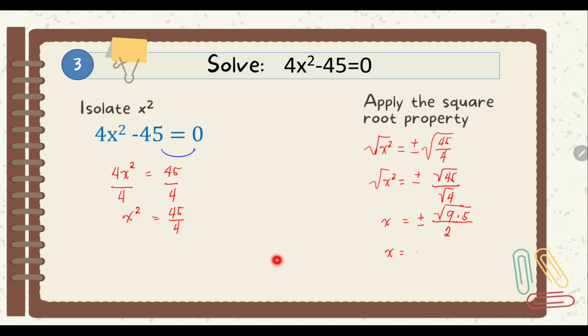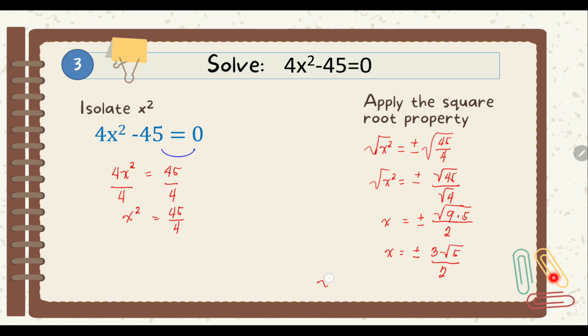Thus, we now have x is equal to positive and negative. What is the square root of 9? The square root of 9 is 3. So we can bring that out from the radical, and we retain the 5 inside because we cannot take the exact square root of 5. Then that is divided by 2.